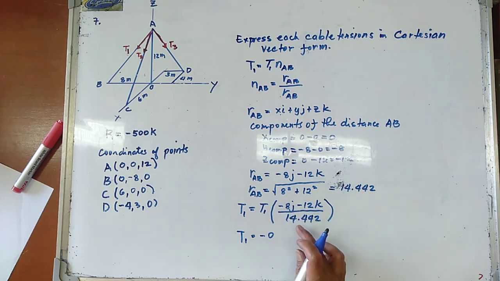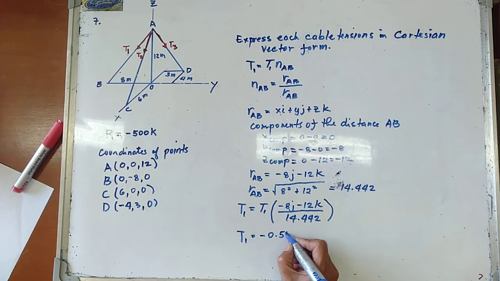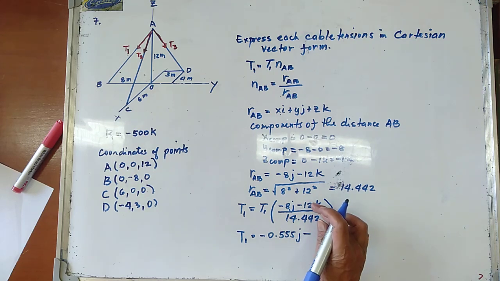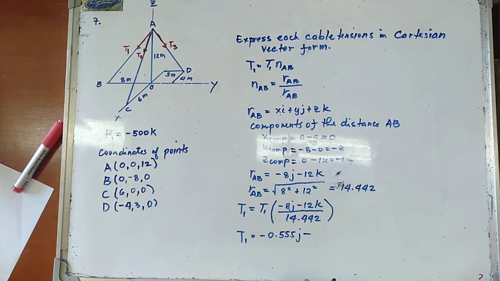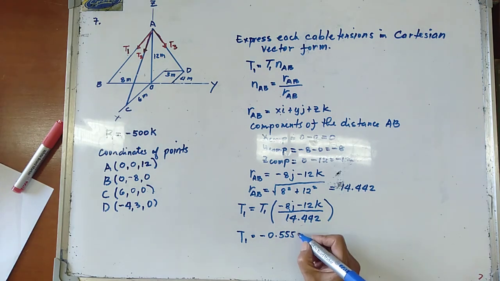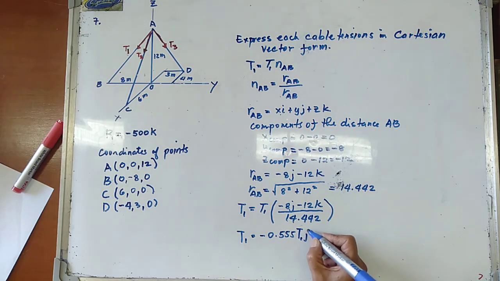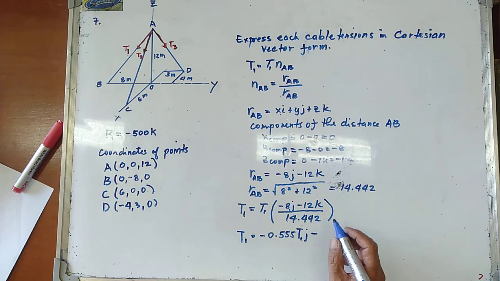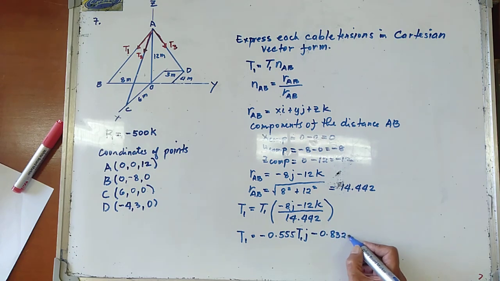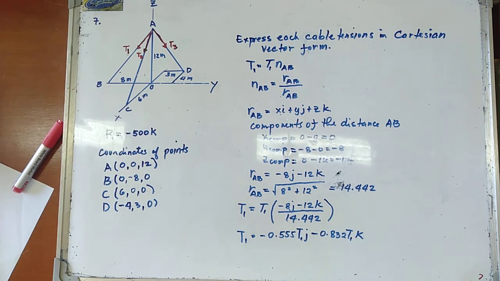So T1 is now equal to: negative 8 over 14.442 is negative 0.555 j. And then minus 12 over 14.442 is 0.832, so we have T1 times negative 0.832 k.